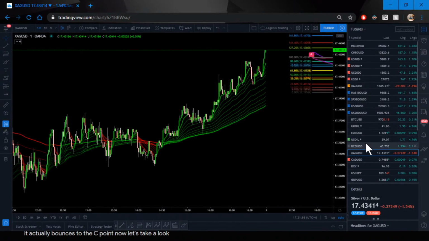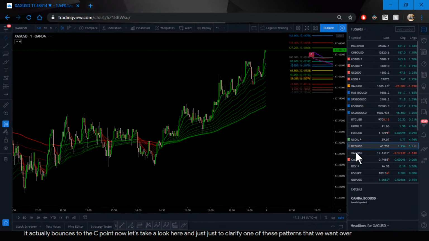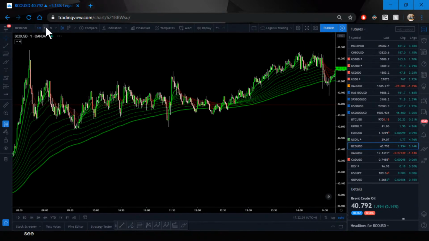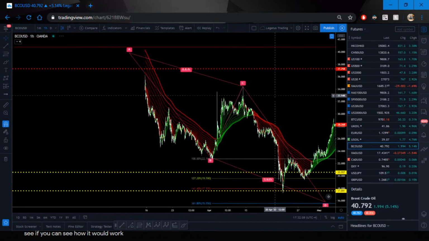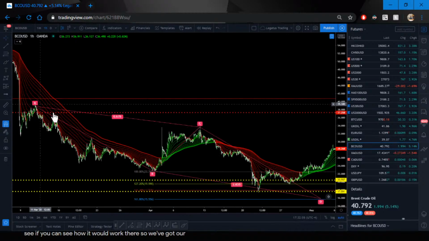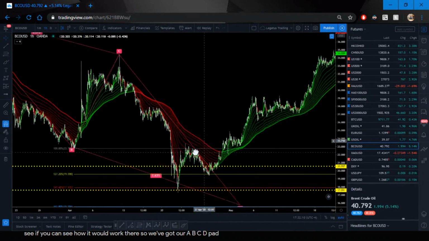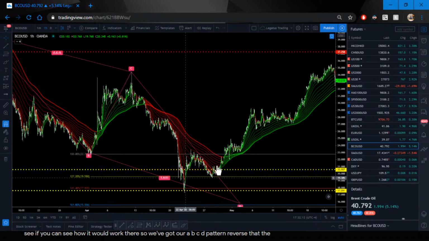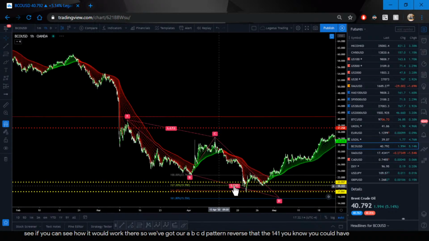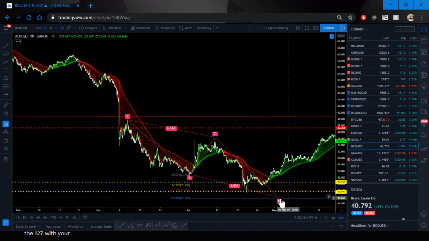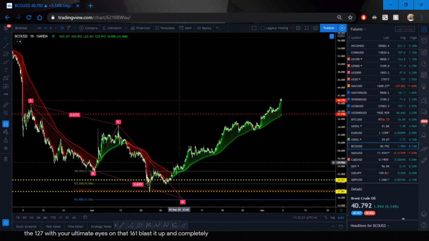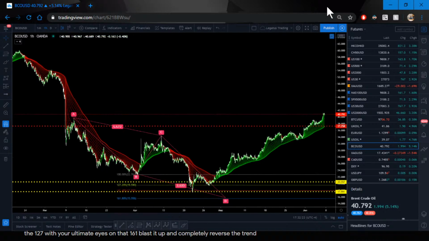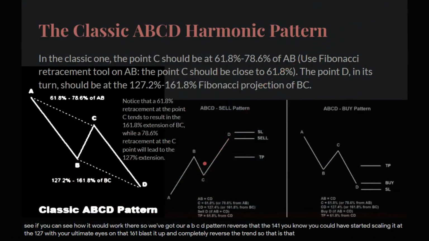Now let's take a look here, and just to clarify one of these patterns that we went over earlier, to see if you can see how it would work there. So we've got our A, B, C, D pattern reversed at the 141. You could have started scaling in at the 127 with your ultimate eyes on that 161, blasted up and completely reversed the trend. So that is that pattern.